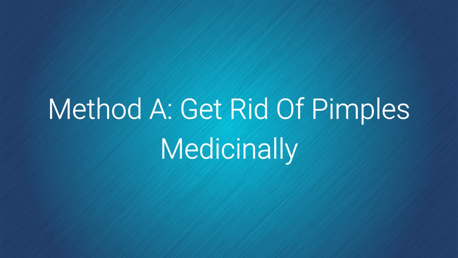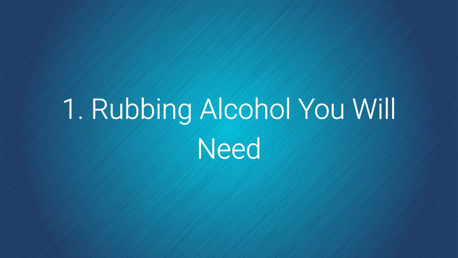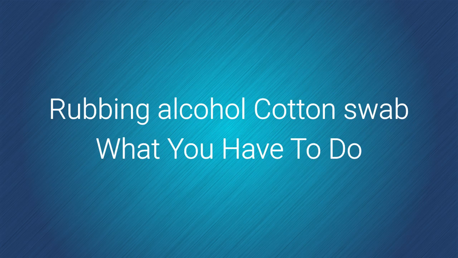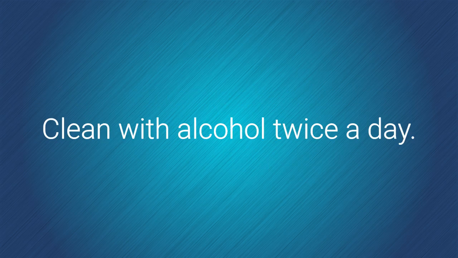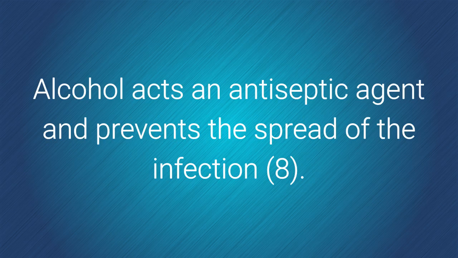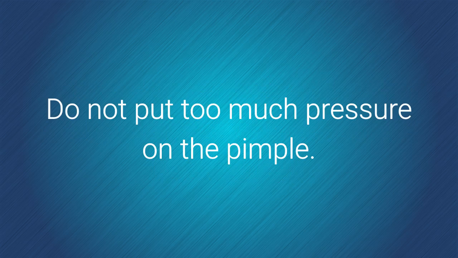Method A. Get rid of pimples medicinally. 1. Rubbing alcohol. You will need rubbing alcohol and a cotton swab. What you have to do: dip the swab in the alcohol and gently clean your ear and surrounding areas, especially near the pimple. When you need to do this: clean with alcohol twice a day. Why this works: alcohol acts as an antiseptic agent and prevents the spread of the infection. Caution: do not put too much pressure on the pimple.